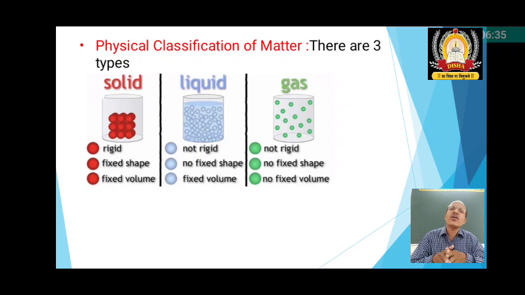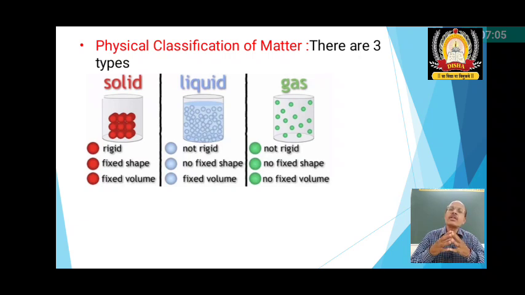This is only because of the compact arrangement of atoms or constituent particles. If the constituent particles, whether atoms or molecules, are closely packed, closely arranged, there you will get a definite shape and a definite volume. And because of this close, compact arrangement, they develop rigidity.